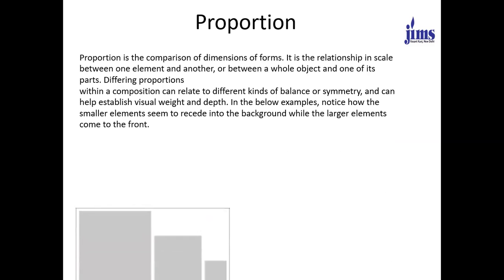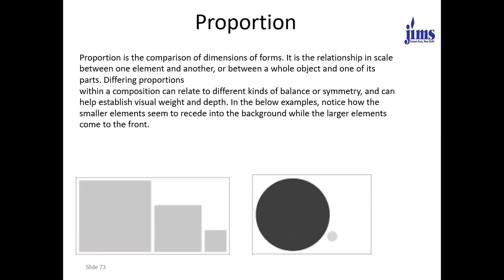Next principle we're going to talk about is proportion, of course. Proportion is the comparison of dimensions of form. It is a relationship in scale between one element and another, or between a whole object and one of its parts. Differing proportions within a composition can relate to different kinds of balance or symmetry. If you could see in the diagram on your screen, we have visual weights of different sizes and depth. So proportion helps in understanding the concept in terms of dimensions and visual weight.